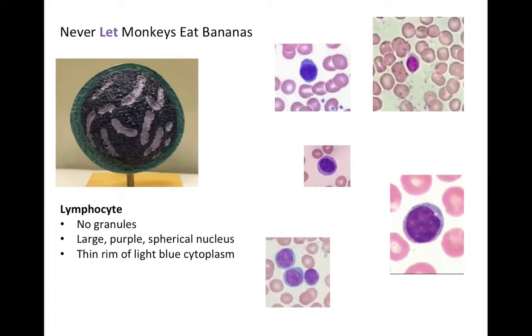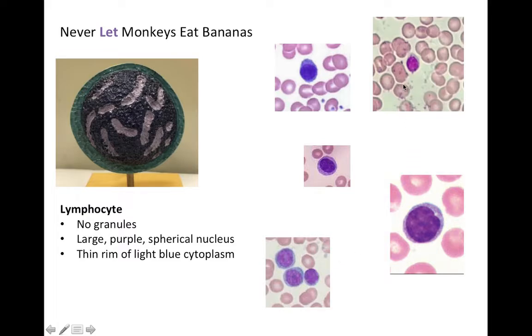Next type is our lymphocytes. Lymphocytes do not have granules. These are pretty easy to pick out because they have that very, very large spherical nucleus and a little rim of blue cytoplasm around it. So here you can see the big nucleus and the little rim of cytoplasm. So you can see that in each of these examples.